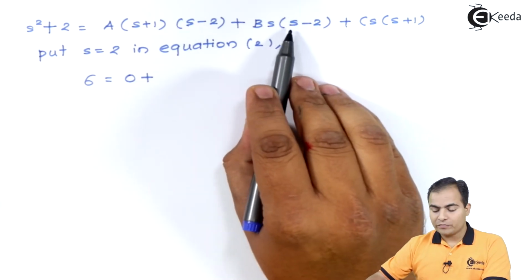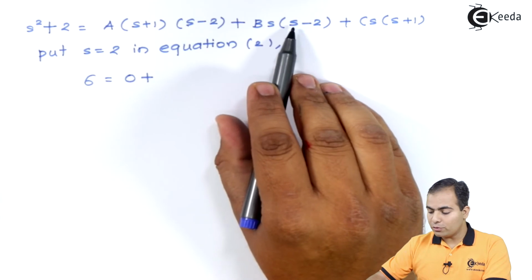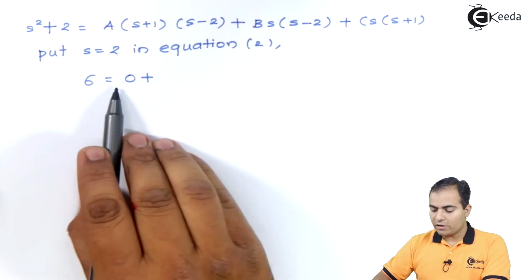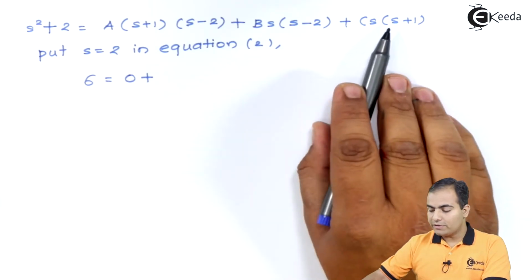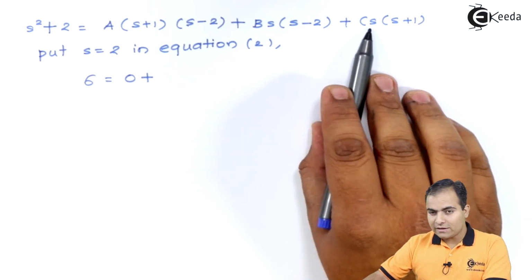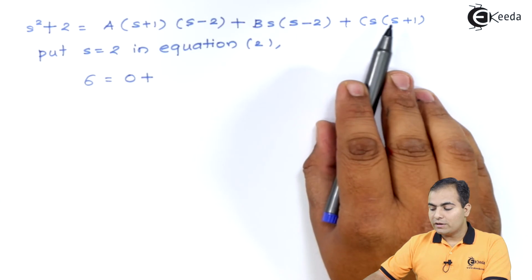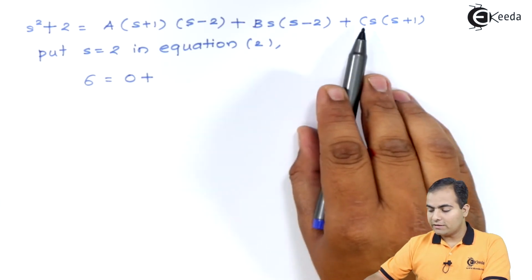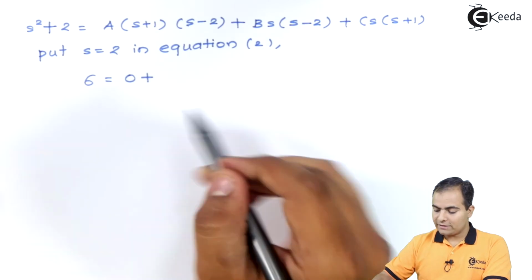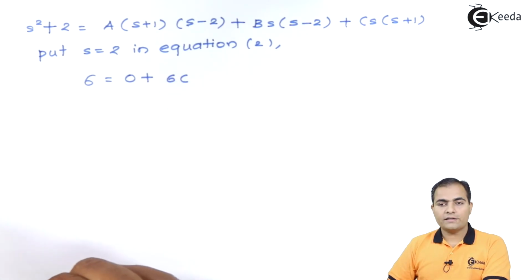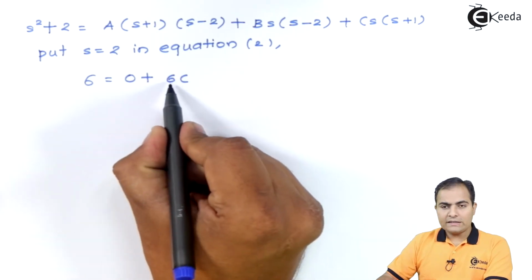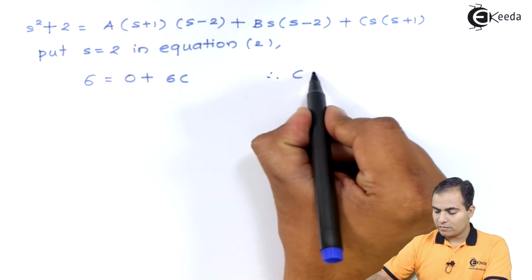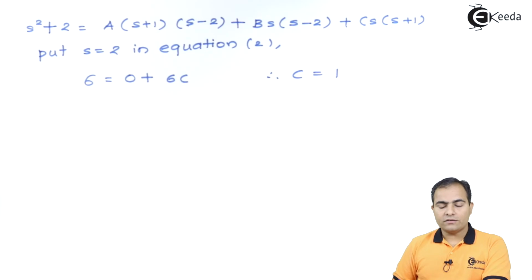Similarly, look here also, this s is replaced by 2, so 2 minus 2 becomes 0, and the whole b term is also replaced by 0, so I am going to write only a single 0. Now here this s is replaced by 2, so 2 plus 1 becomes 3, and 3 into 2 we have 6c on the right hand side. Now shift this 6 to the left hand side, the 6 will get cancelled, so my c result is 1.